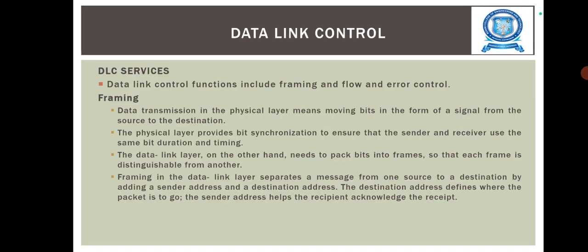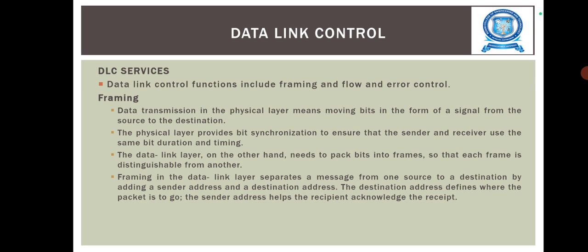Data Link Control. Here the data link control functions include framing, flow control and error control. Framing: data transmission in the physical layer means moving bits in the form of a signal from the source to the destination. The physical layer provides bit synchronization to ensure that the sender and receiver use the same bit duration and timing. The data link layer, on the other hand, needs to pack bits into frames so that each frame is distinguishable from another.